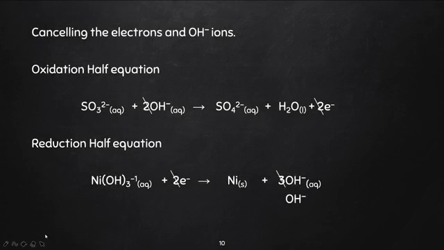The next step involves the cancelling of electrons and hydroxide ions. The reason why we're cancelling hydroxide ions is because hydroxide ion is present on both opposing sides. So what we just do, to cancel the hydroxide ion, I calculate the resultant hydroxide ion present on both sides. So first we cancel the electrons.